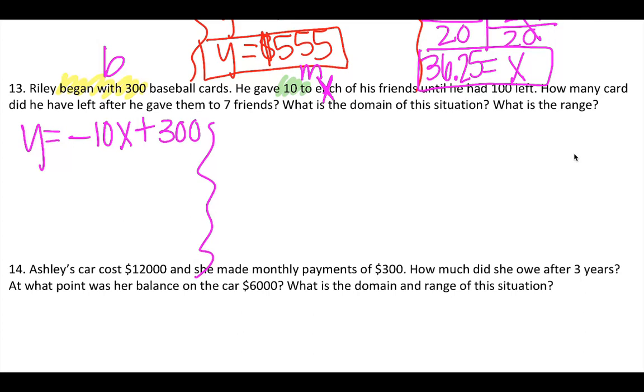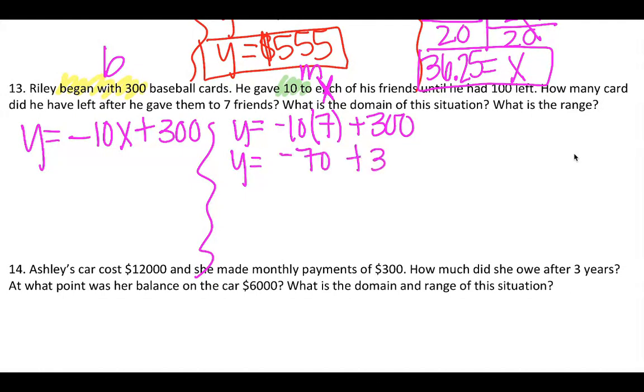And he gave 10 to each of his friends until he had 100 left. How many cards did he have left after he gave them to 7 friends? Well, the friends would be our x. So I'm going to take my equation, and everywhere I see an x, I'm going to plug in 7. So y equals negative 10 times 7, negative 70, plus 300, which would be 230. So you have 230 baseball cards left after he gave 10 to each of 7 friends, right?